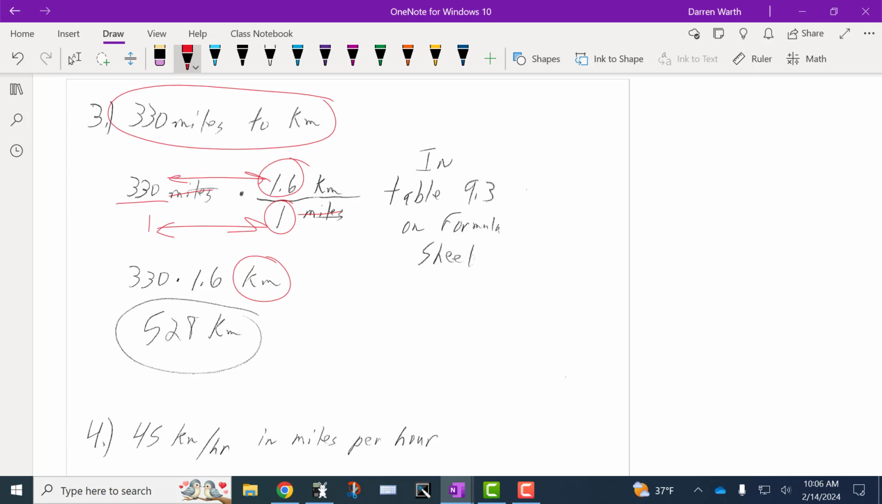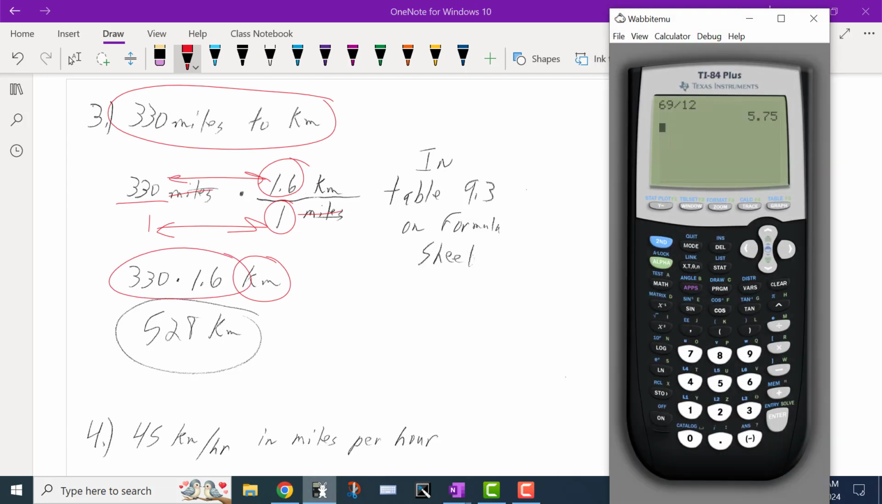And you're just going to be left with 330 times 1.6. Take your calculator, go ahead and type in 330 times 1.6 to get your answer. And that comes out to be 528 kilometers. So that means that 330 miles is equivalent to 528 kilometers.